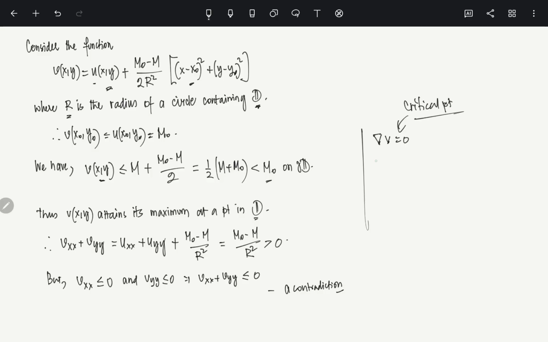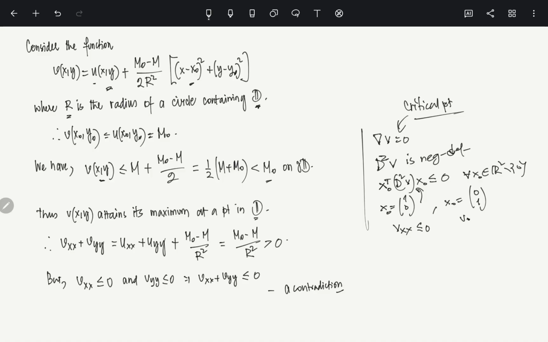Also, if this is a maximum, then the second derivative, the Hessian of v, is negative definite. What does it mean? It means x transpose times D squared v, this matrix, times x is less than or equal to 0, for all x in R2 minus 0. If you choose x to be (1, 0), then this turns out to be v_xx, which is negative, and if you take x to be (0, 1), then it becomes v_yy, which is negative.